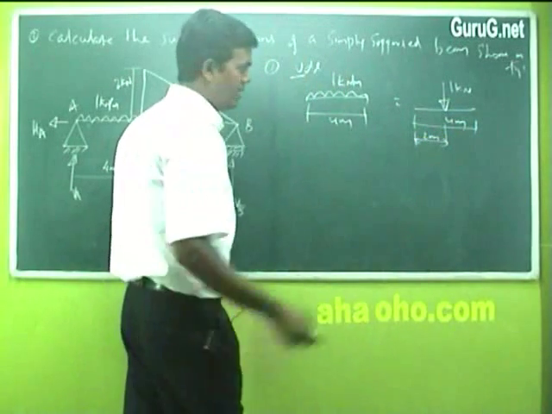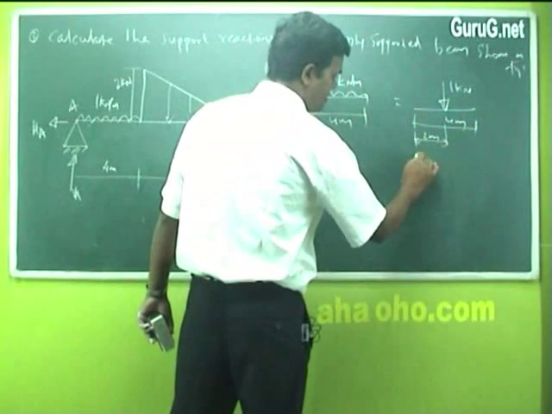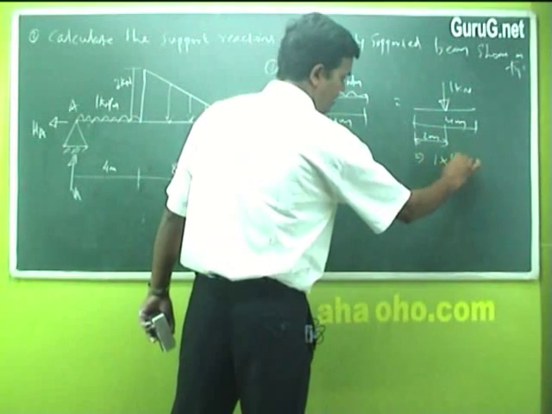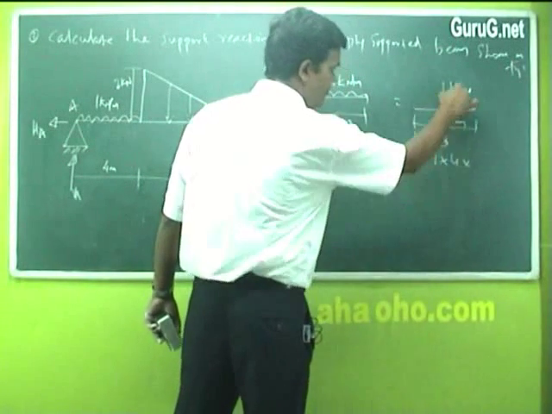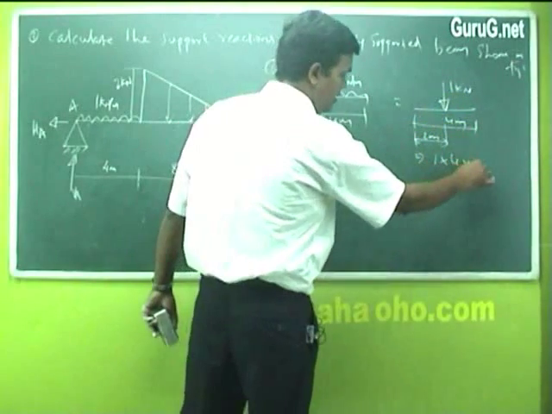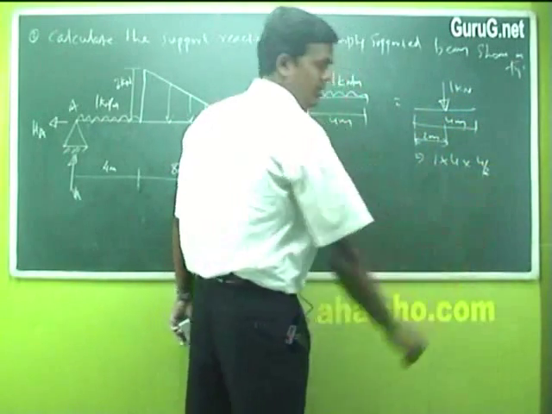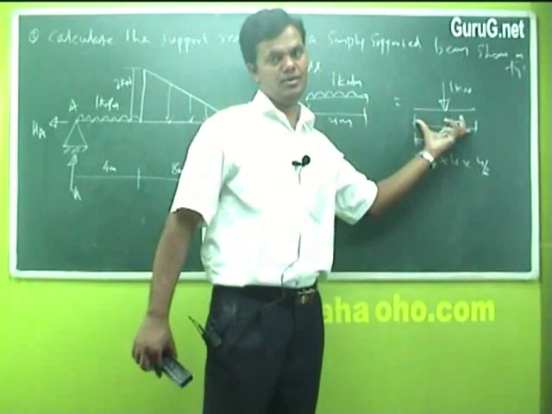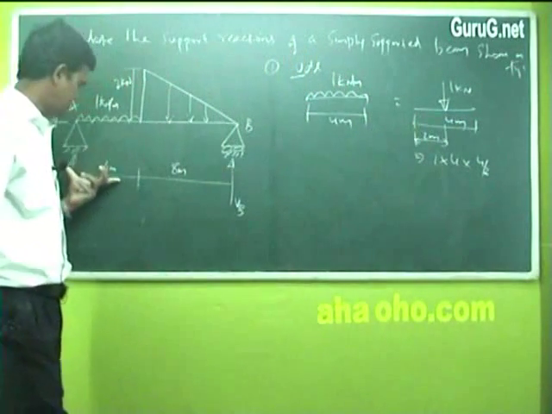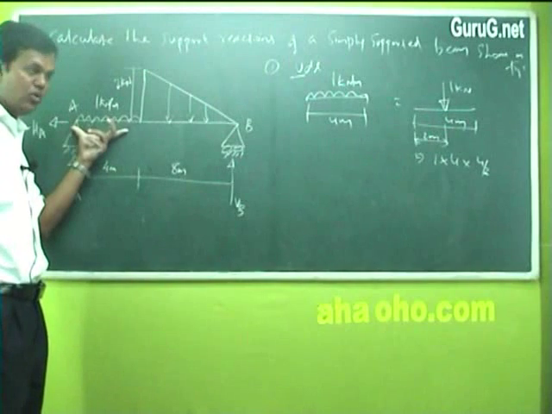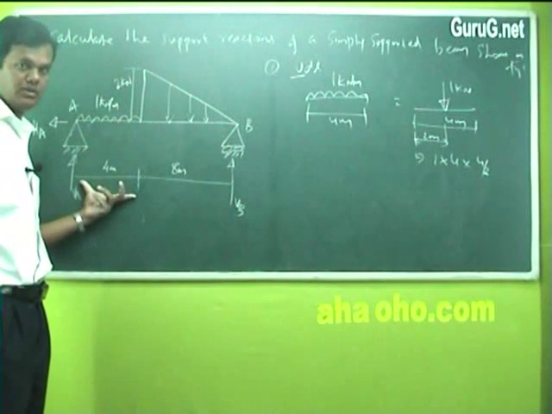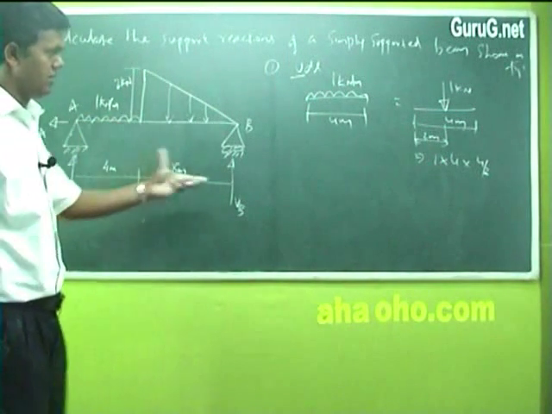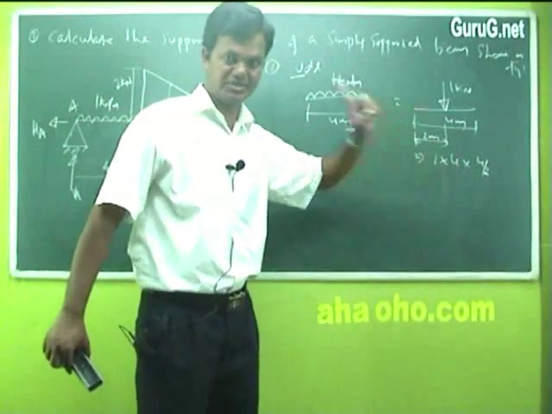That is the meaning. Now how do we write it? We are finding 1 kilonewton into 4 meter, into 4 by 2. The load is acting at center point of the total span. The total span of this UDL alone, uniformly distributed load alone, is this much. Okay, this is the idea. So this is your conversion, first step.